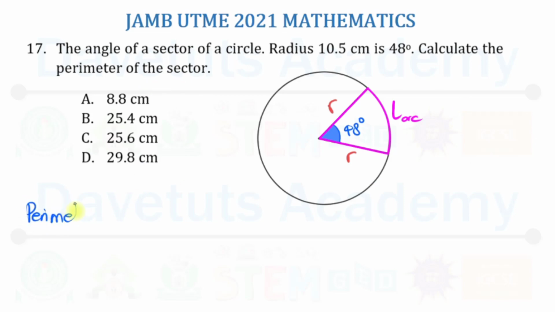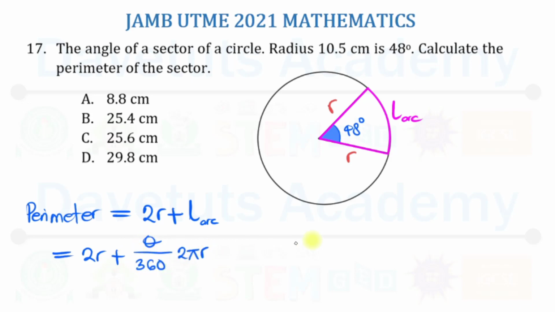That's why I took my time to find the diagram. The perimeter will be the sum of all the sides. And what are the sides that we have here? We have r, we have another r, we have the length of an arc. So we have 2r plus the length of an arc. And what's the formula for the length of an arc? That will be 2r plus the length of an arc, which is theta over 360 multiplied by 2 pi r.